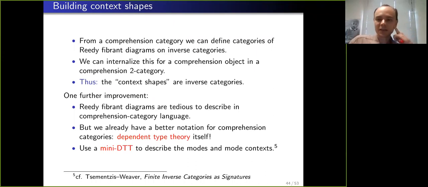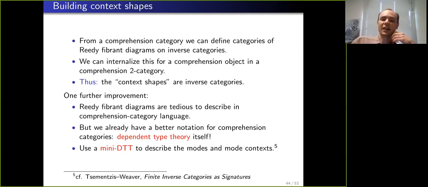I'm trying to speed up a little bit here. Again, remember I said we were thinking about our mode contexts as inverse categories or Reedy fibrant diagrams, and we can describe that for any comprehension object or comprehension category. But it turns out to be easier to describe them using dependent type theory. So inside of our dependent type theory for our mode two theory, we're going to use a mini dependent type theory to describe the modes and the mode contexts.